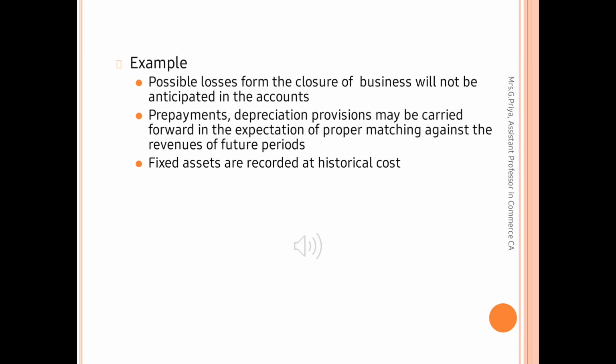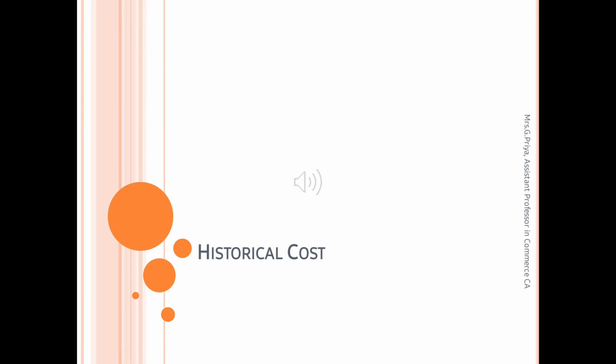Example for going concern. Possible losses from the closure of business will not be anticipated in the accounts. Prepayments, depreciation, provisions may be carried forward in the expectation of proper matching against the revenue of future periods. Fixed assets are recorded at the historical cost. And the next slide is historical cost.